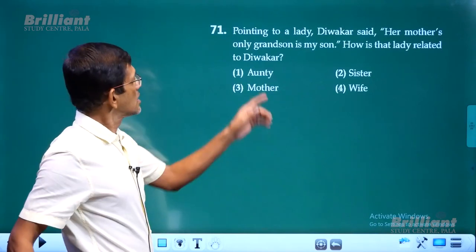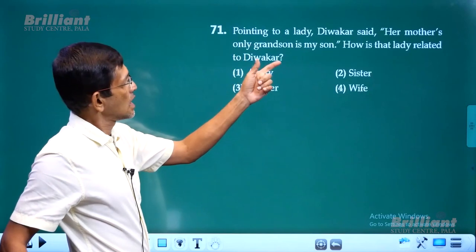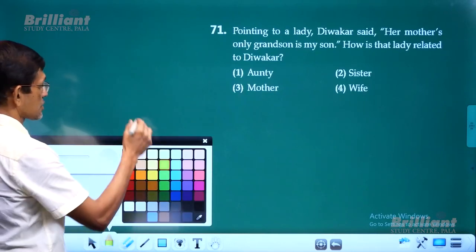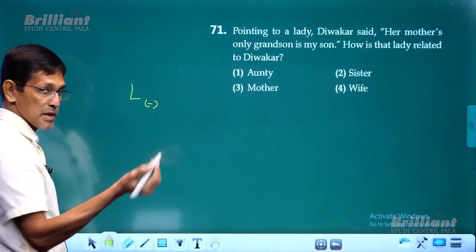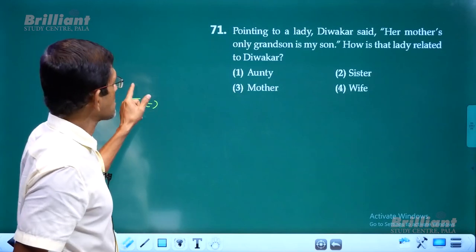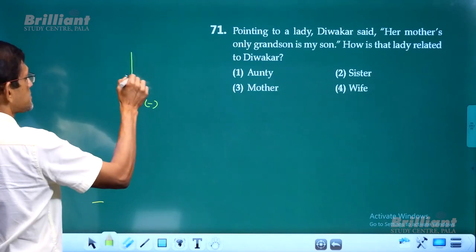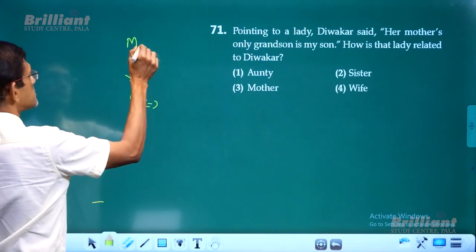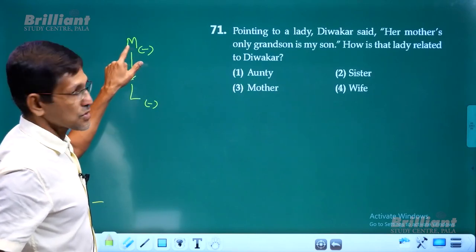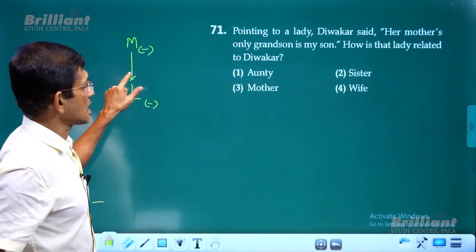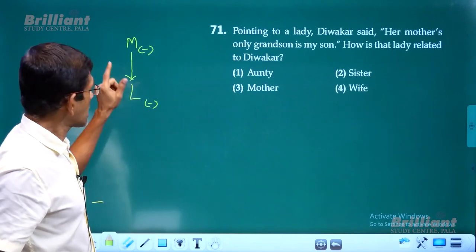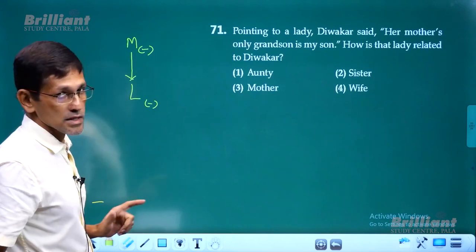Well, next one. Pointing to a lady, Divagar said, her mother's only grandson is my son. Pointing to a lady. So this is the lady here. That lady is a female, so there's no need to mark a female, right? Because lady is a female. So pointing to that lady, Divagar said, her mother's. This lady's mother. Of course, mother is a female. So that lady's mother's only grandson is my son. Who says it? Divagar says it. So this lady's mother's only grandson is the son of Divagar.